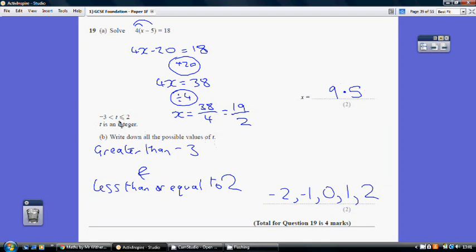Now part B, write down all the possible values of t. Well, t is greater than minus 3, but less than or equal to 2, and it is an integer, it is a whole number. So that's going to be minus 2, minus 1, 0, 1 and 2. So we've included the 2, but we have not included the minus 3.